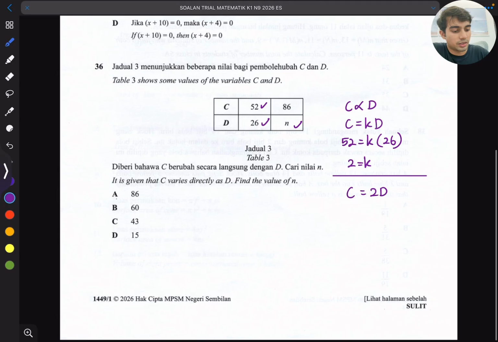Now we can solve this. c is 86, d is n. So n will be 86 divided by 2, which is 43. Done.